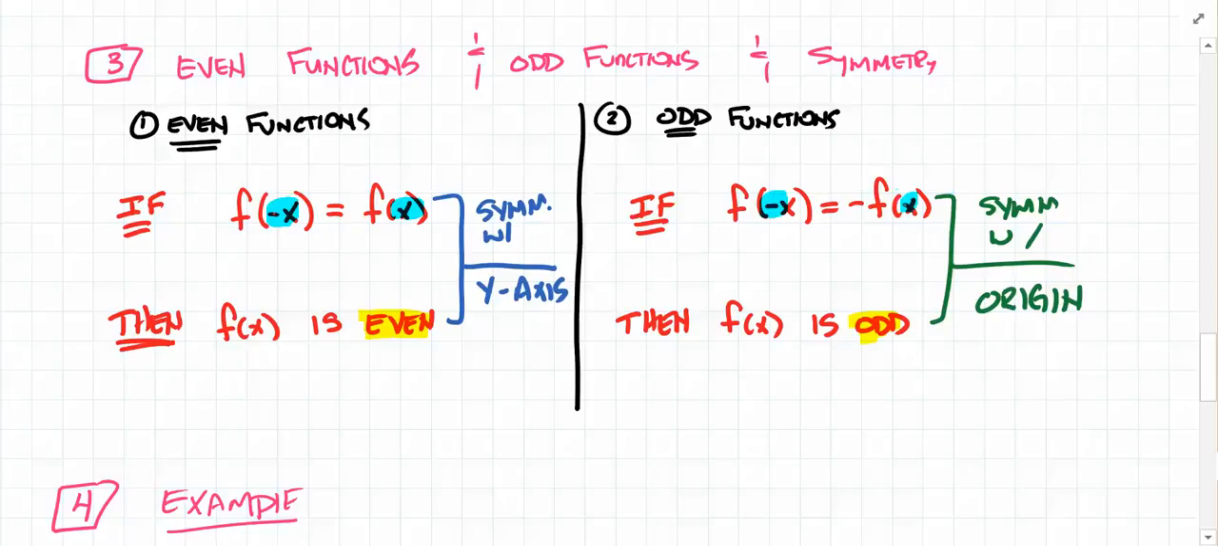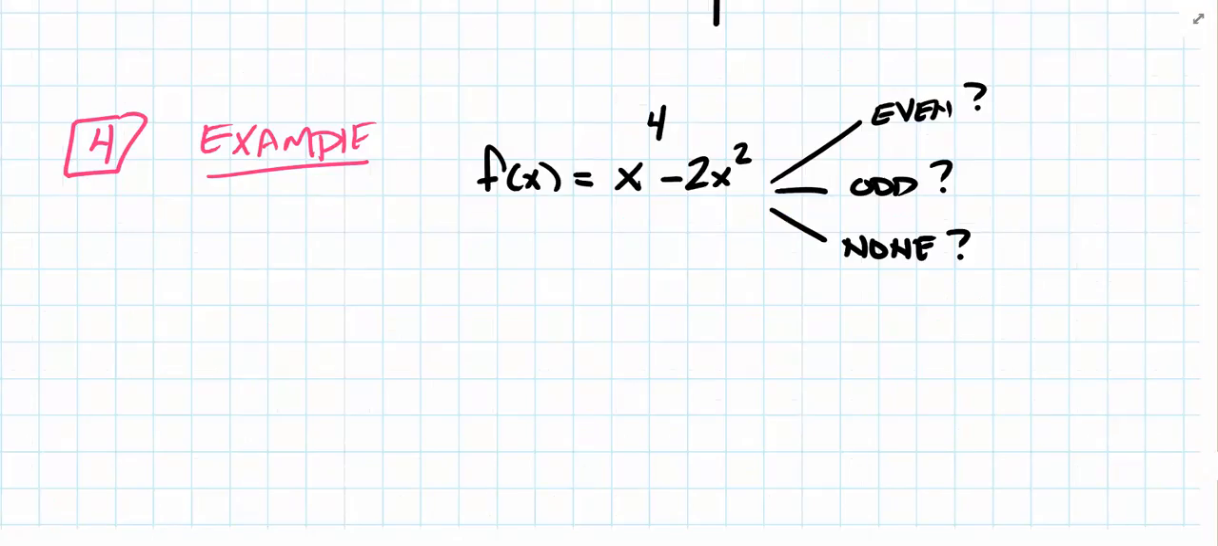Okay, here's a typical question you're going to have to do tonight for the homework and on the test and on the quiz. I'm going to give you a function. That function is defined as x to the fourth minus 2x squared. And I'm going to ask you, is this function even, odd, or neither? Not every function is even. Not every function is odd. Right? Sometimes functions are just neither of the two. Okay? So let's talk about how we go about testing whether or not this is even, odd, or neither.